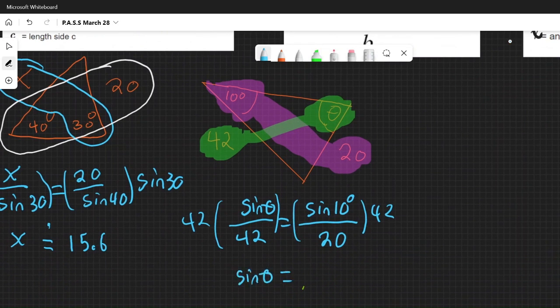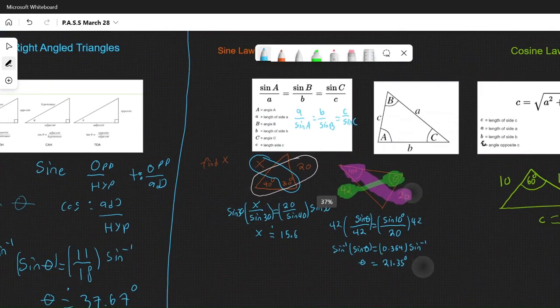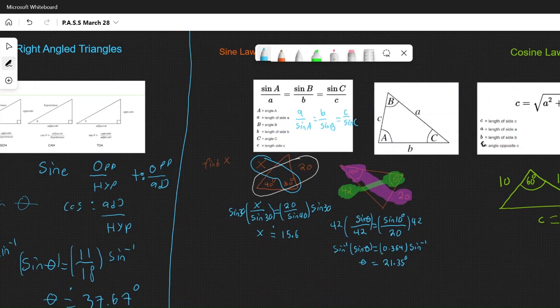So sine theta equals 0.364. Now we're going to do the inverse of sine. So second function, sine of 0.364. And that gives us a value of 21.35 degrees, depending on where you rounded. All right, so that is the approach for sine law.